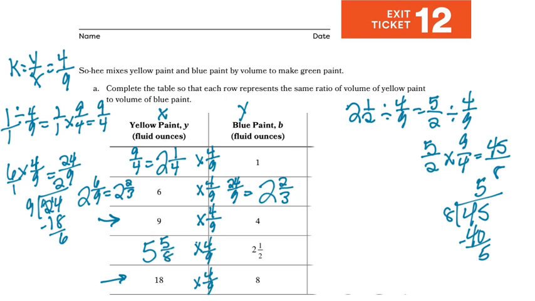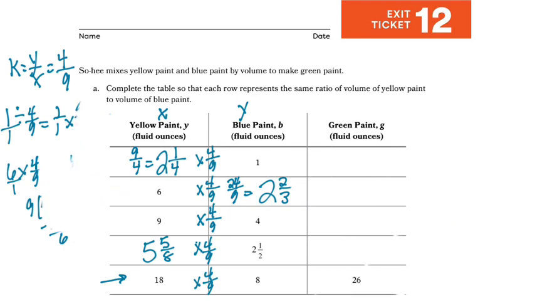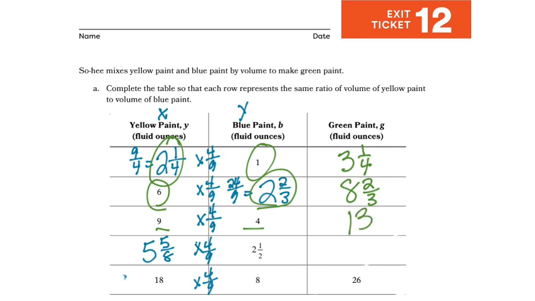So now that we got all of that work taken care of, I can go ahead and look at the third row, where the third row is just our total. We mix the yellow and blue paint together to get our green paint, so I just need to add these numbers. I've got 2 1/4 plus 1. That's going to give me 3 1/4. We've got 6 plus 2 2/3. That's going to give me 8 2/3. We've got 9 plus 4. That's 13. We've got 5 5/8 and 2 1/2.